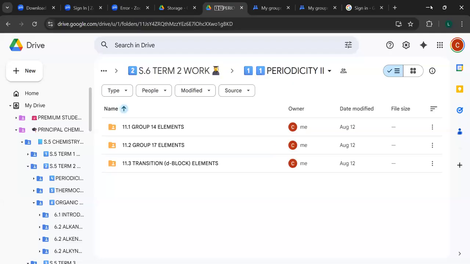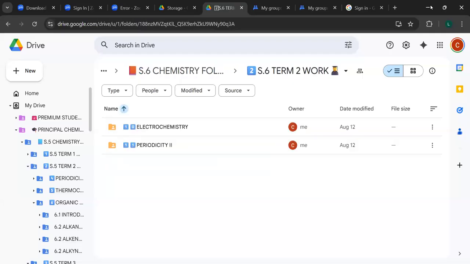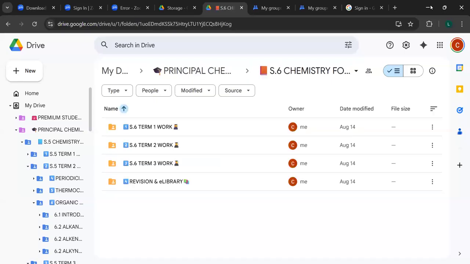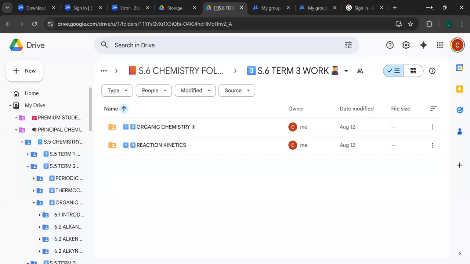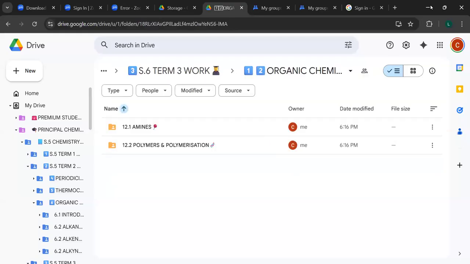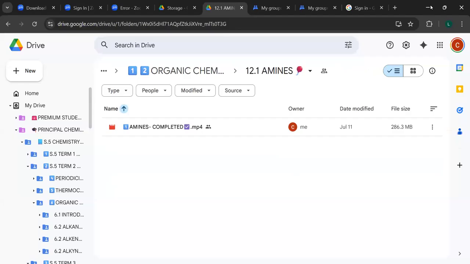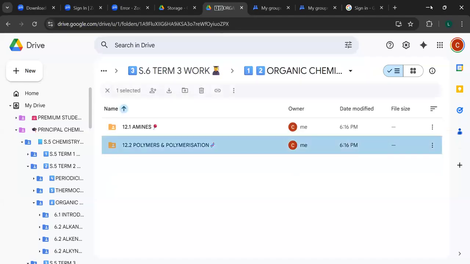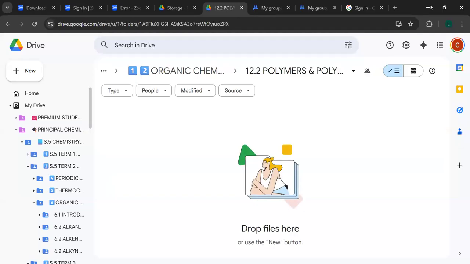Then, when I go to senior 6 term 3, my interest is organic chemistry. Organic chemistry 3 is the last one. It has amines and polymerization. So amines, the lesson is there. 1 lesson and amines are completed. Then the other one is polymerization, which is the last one. That one I'll tell you when I'll cover it.